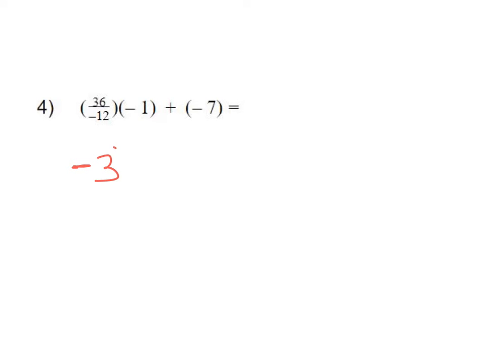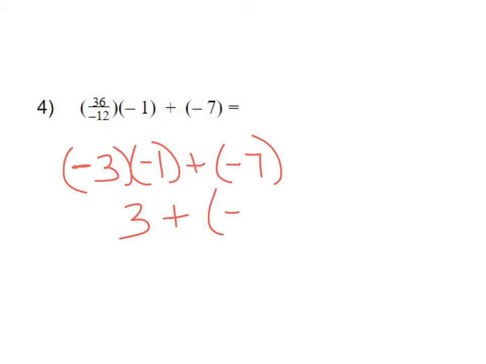Now we're going to go ahead and put in parentheses and rewrite everything again. So now we have negative 3 times positive 3. So, negative 3 times negative 3. So negative times negative is going to give you a positive. So 3 times 1 is just 3. Then you're going to add the negative 7.